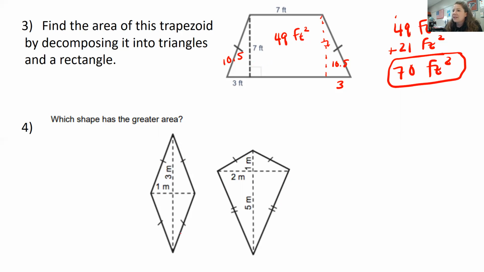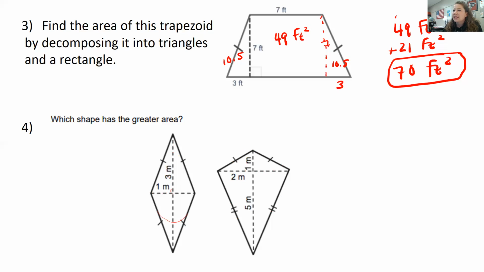So here we have some kites down here at the bottom. So look at these kites. Basically, these are made of 4 right triangles. 1, 2, 3, 4. Now, the thing about this one is that all of these triangles are congruent. They're all the same size. Here we have a pair on the top that are the same and a pair on the bottom that are the same. So we're going to find the area of one of these triangles.